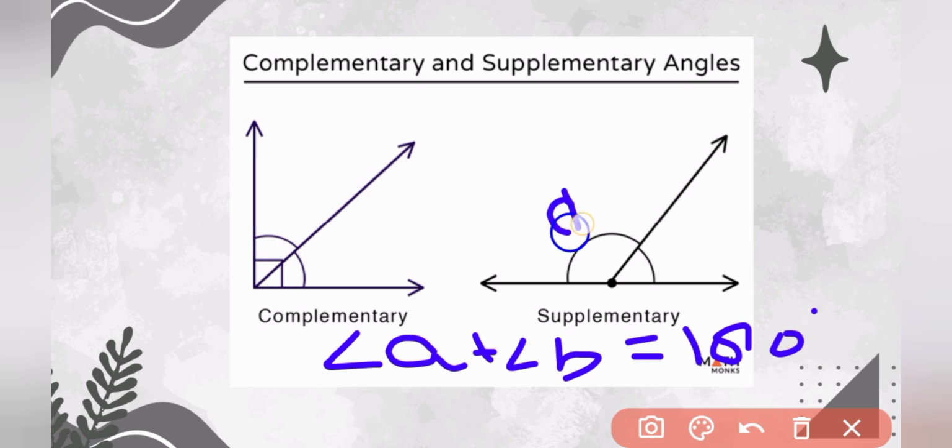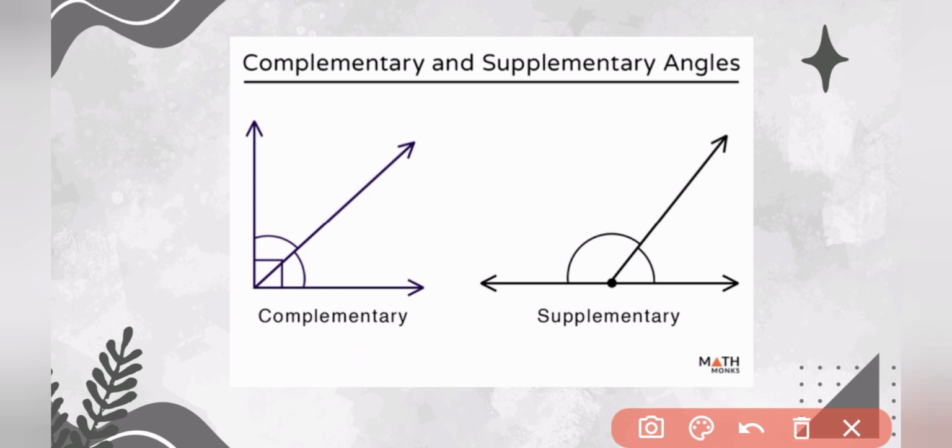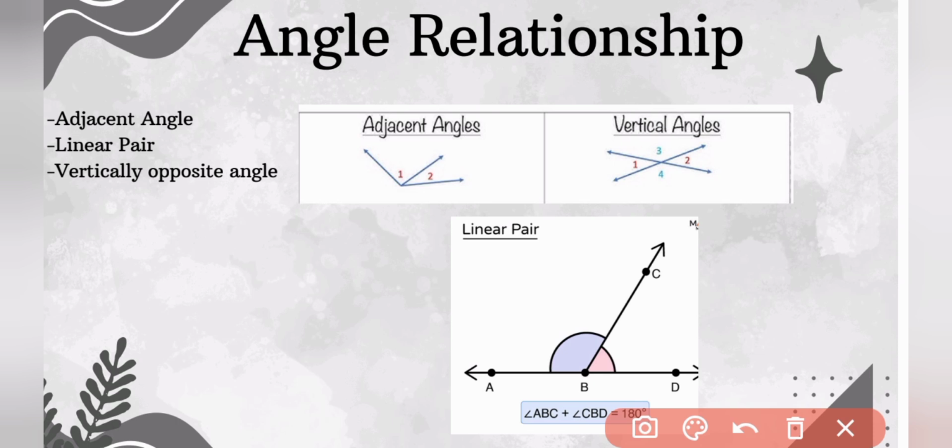We say this angle is A, this angle is B, when they are added, then they are called supplementary to each other. Then we have angle relationships. So actually there are three relationships. First is adjacent angle, linear pair, vertically opposite angles. So adjacent angles, we have already talked about it, that is complementary angle and supplementary angle.